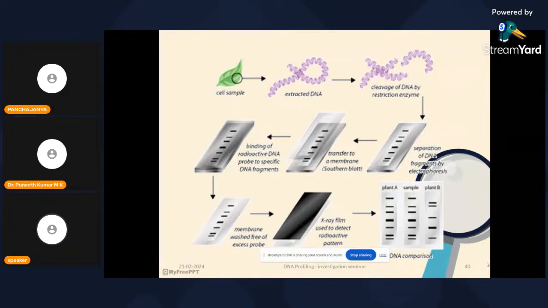In the nylon sheet, it will bind to the radioactive DNA probe. It is called a synthetic DNA, which gives specific patterns. Based on the X-ray films, or the rays which are exposed to the nylon membrane, it gives a pattern. Based on that pattern, we'll compare and we'll identify a person.